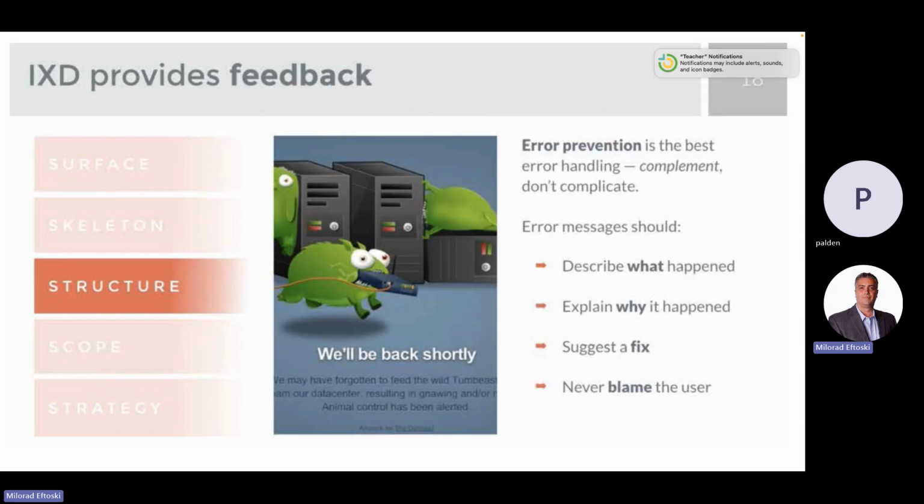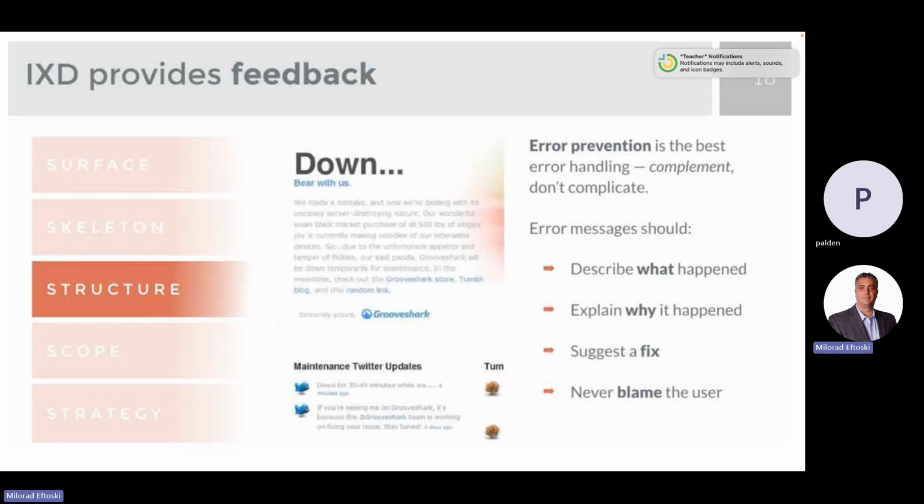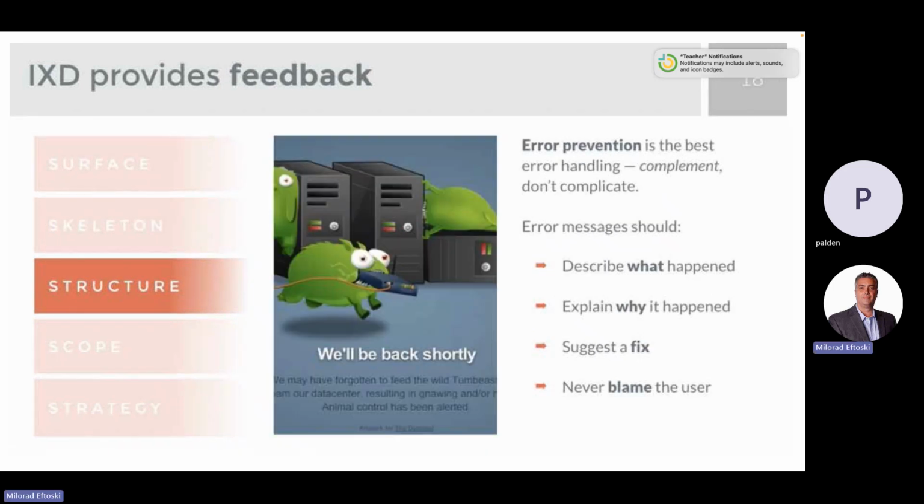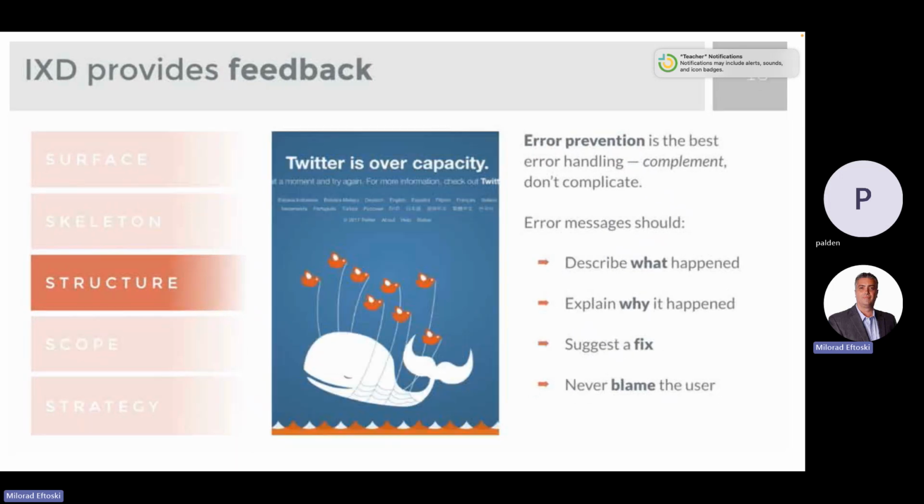Another feedback thing, when you go to a website, and I know a big company just shut down the other day, got hacked. A lot of big websites get hacked now, right? Well, you should put something there, not just error 404, but error prevention is the best error handling complement. Don't complicate. Describe what happened, explain why it happened, suggest a fix, never blame the user. So we'll be back shortly and stuff like that. I forgot which screen capture this is from, but when things are under construction. Error prevention is the best error handling complement. Don't complicate. Same thing here, just following it up.